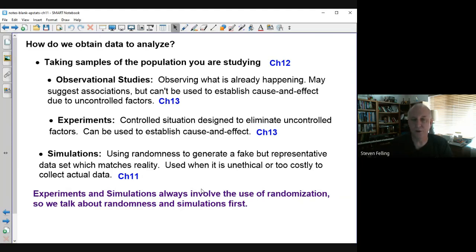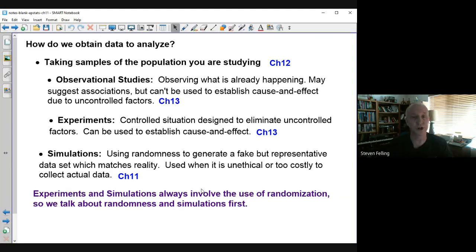But in Chapter 11, we're going to talk about simulations. So simulations are using randomness in some way to generate a fake set of data, but a data set which is representative of something in reality, right? And we use simulations to produce data to analyze when it's either unethical to collect data because it involves, you know, like something that's unethical to do to humans, medical experimentation or something like that, or it's too costly to collect the actual data, right? And all of these things, experiments, observational studies, and simulations depend upon using randomness.